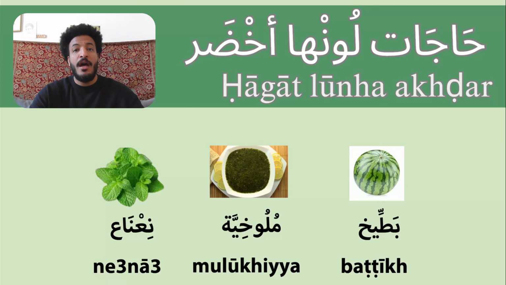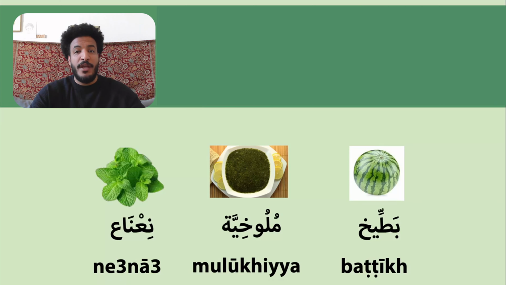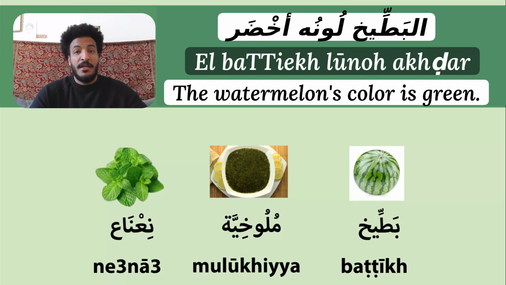حاجات لونها أخضر. The first thing we have here for things with the color green is البطيخ. بطيخ is watermelon. If you go to Egypt and you like watermelon, try watermelon juice in Egypt. So البطيخ لونه أخضر. The color of watermelon is green, or the watermelon's color is green.